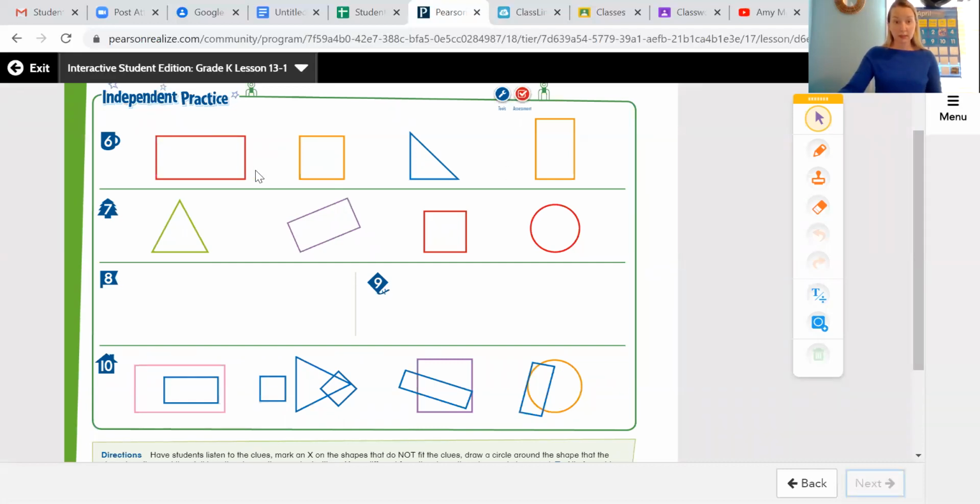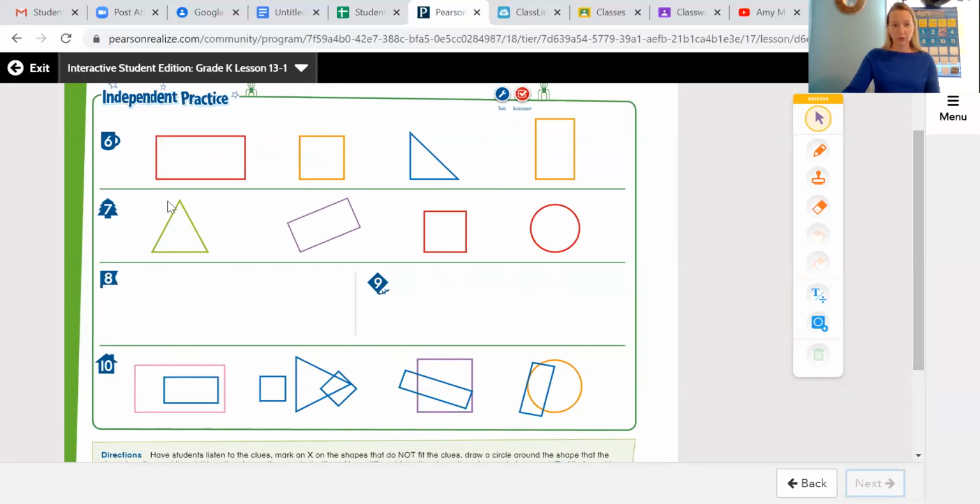Number 6. I'm not going to do it for you. I'm just going to give you the clues. Number 6. All of my sides are not the same length. I have 3 vertices. What shape am I? One more time. All of my sides are not the same length, and I have 3 vertices. What shape am I? You can pause this video if you need to and work on number 6.